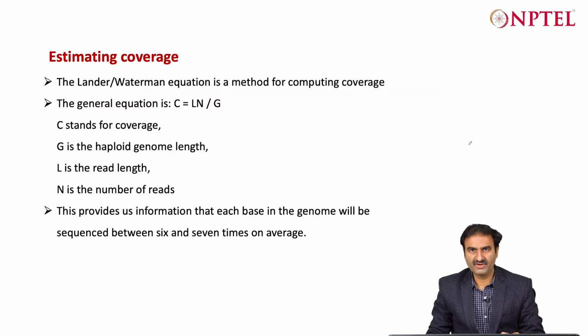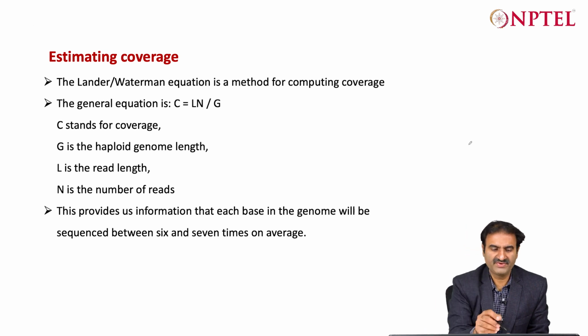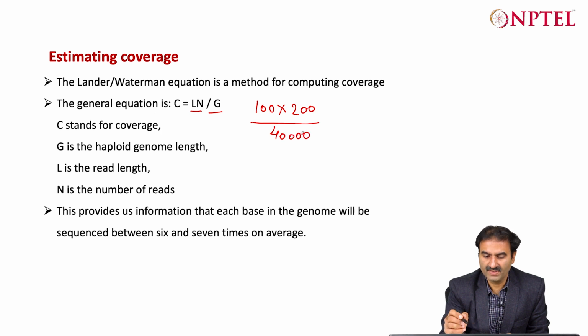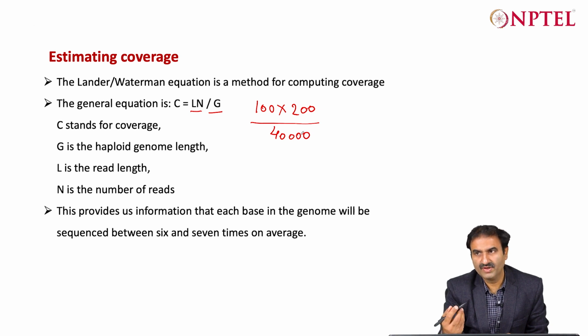In the previous part we also looked at the formula for how to calculate the coverage. Coverage is the length of read times the number of reads divided by the genome size. The length of read in the previous case was say 100 base pair, and the number of reads was say 200, so it becomes 20,000. The genome size is say 40 kb, so your coverage is just half. But you should go for as much as possible.